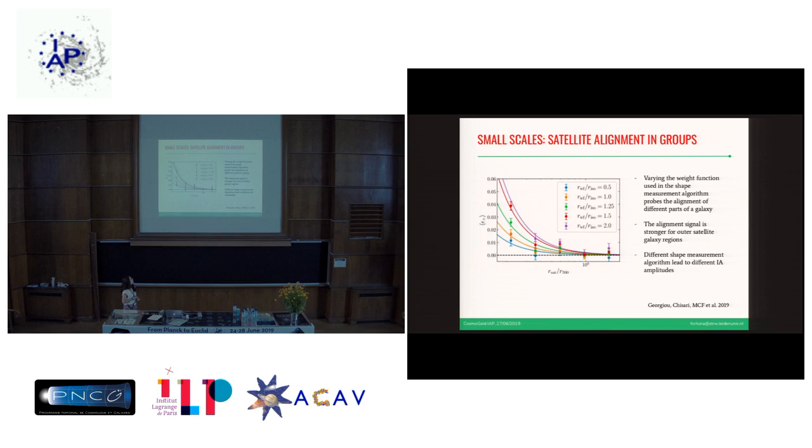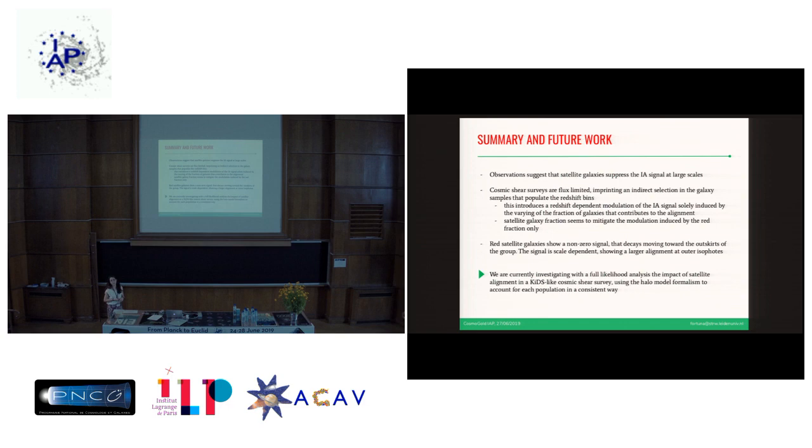Okay, just to go to my conclusions, we found that satellite galaxies play an important role on the overall intrinsic alignment signal. They suppress the signal at large scales, and they show an alignment at very small scales, very close to the brightest galaxy of the group. This might impact future analysis for forecasts for Euclid, where we have to really deal with the small scales.